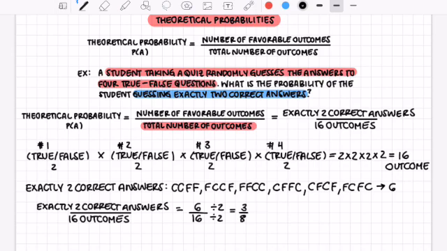You could leave it as a fraction, so you have 3/8 as your probability, or you could just leave it as a percentage, 37.5%. So that would be the probability of guessing exactly 2 correct answers. That would be it. Okay.